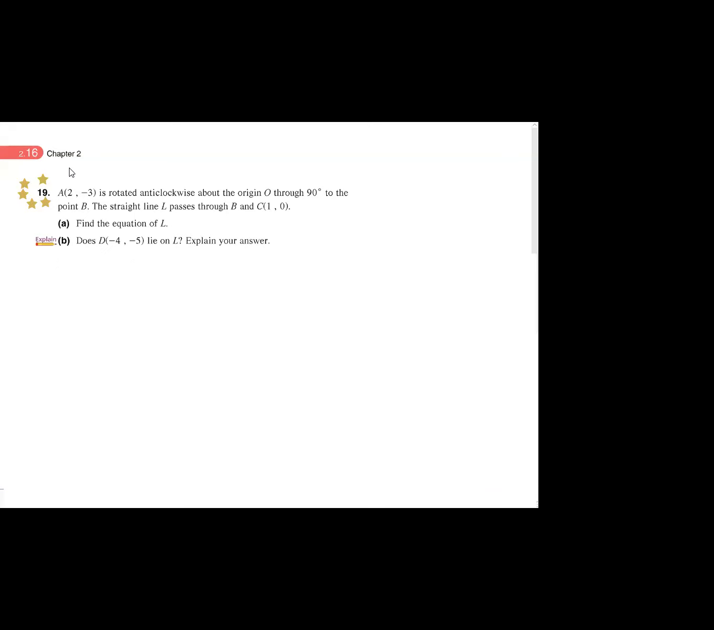Okay, so a point A with coordinates (2, -3) is rotated anti-clockwise about the origin O through 90 degrees to the point B. Okay, so look, I will teach you this method. Point A is (2, -3).